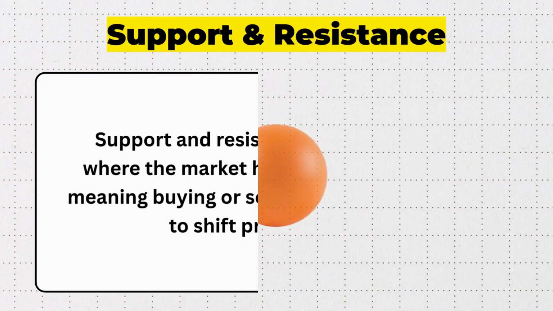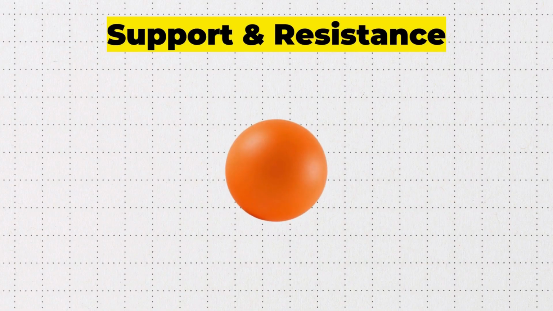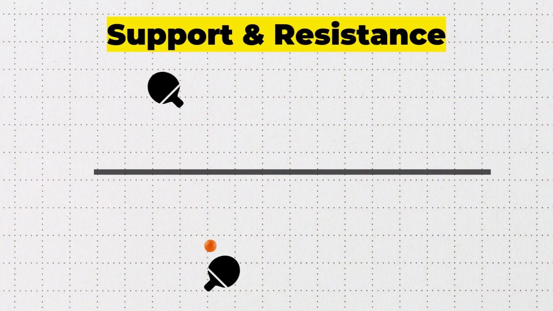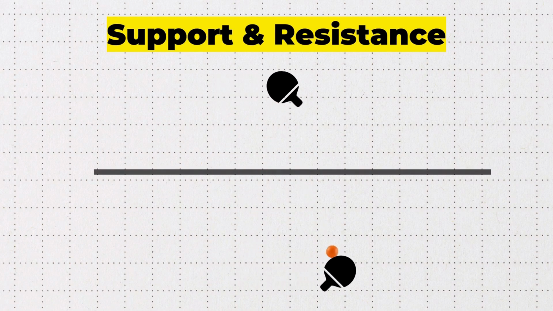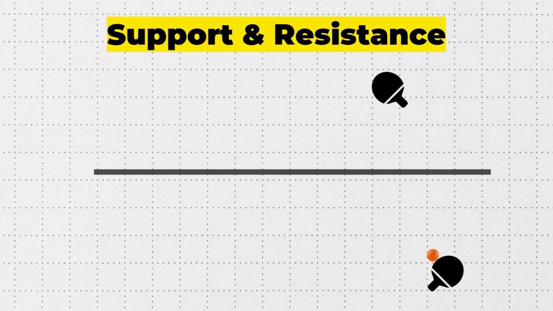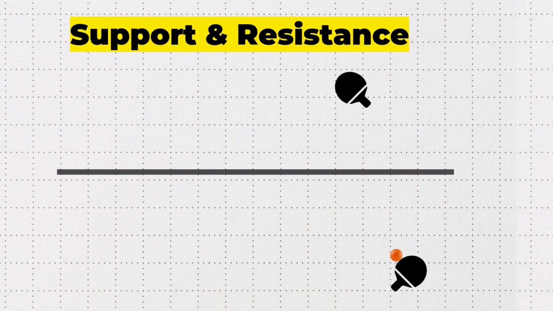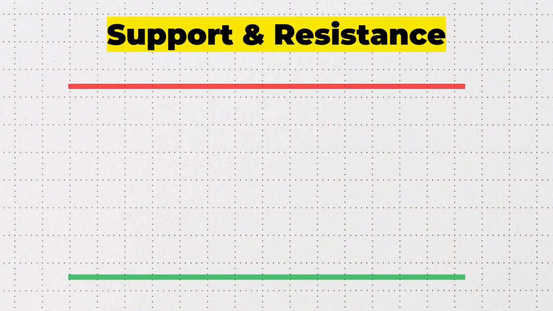A good way to imagine it is to think of price like a ping pong ball being hit back and forth. When the ball drops toward the bottom player, they hit the ball and it reverses direction. When the ball reaches the top, the player hits the ball, reversing it downward again. That's essentially what's happening when price runs into support and resistance.